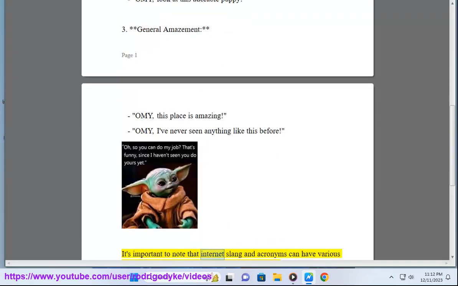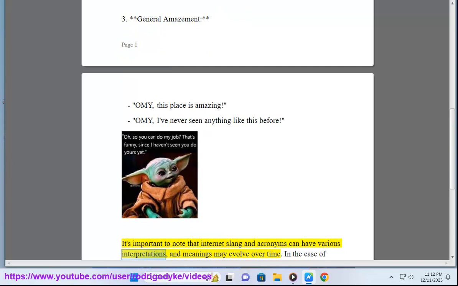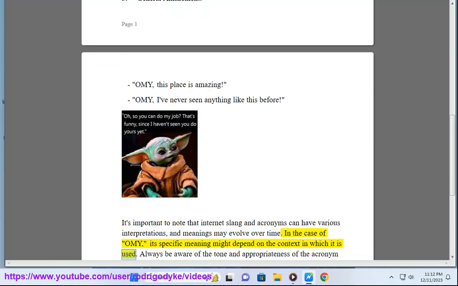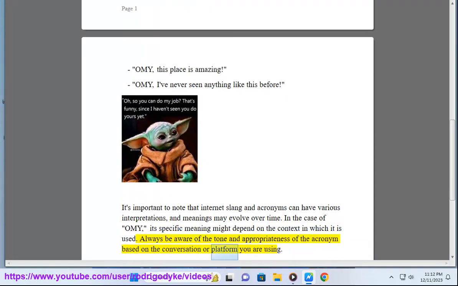It's important to note that internet slang and acronyms can have various interpretations, and meanings may evolve over time. In the case of OMY, its specific meaning might depend on the context in which it is used. Always be aware of the tone and appropriateness of the acronym based on the conversation or platform you are using.